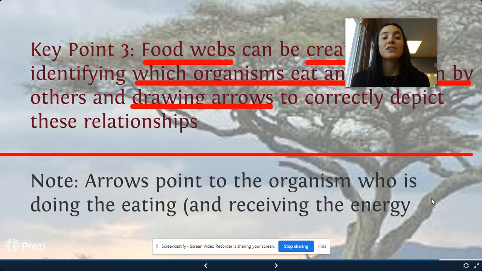We also have predator, which is a hunter. They hunt for their food. And prey, which is the thing or animal being hunted. So we got predator, prey, scavenger, and decomposer. So those are also things you need to remember.